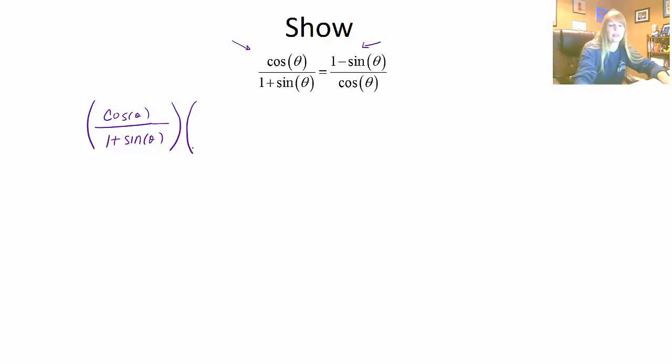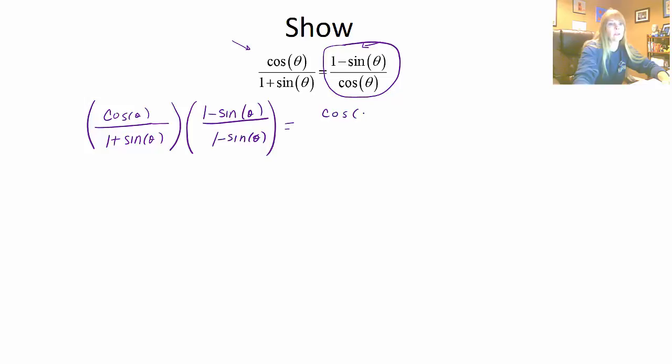So I'm going to multiply this by 1, but I'm going to call my 1 as 1 minus sine theta over 1 minus sine theta. Okay, so I'm not messing with this side because this is the side I'm trying to get my left side to look like. So I multiplied by 1. Now what I'm going to do is I'm going to multiply the bottom out, so that becomes cosine. I'm just going to leave the top alone, 1 minus sine theta.